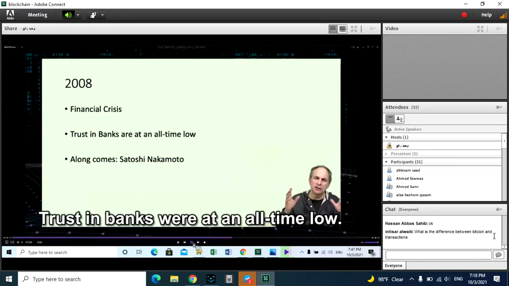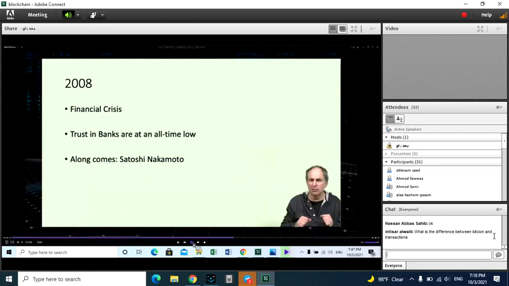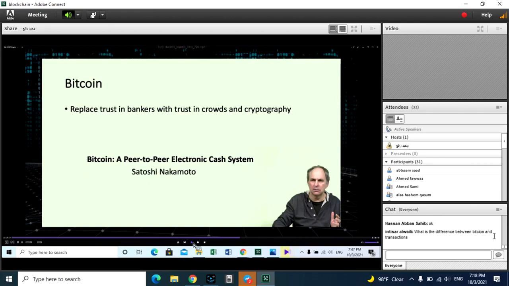In fact, Satoshi Nakamoto, who invented Bitcoin, comes along while the bankruptcy was occurring. And he suggests using a cryptocurrency called Bitcoin, which doesn't need to trust anybody. In fact, as you can see, Bitcoin and trusted cryptography.